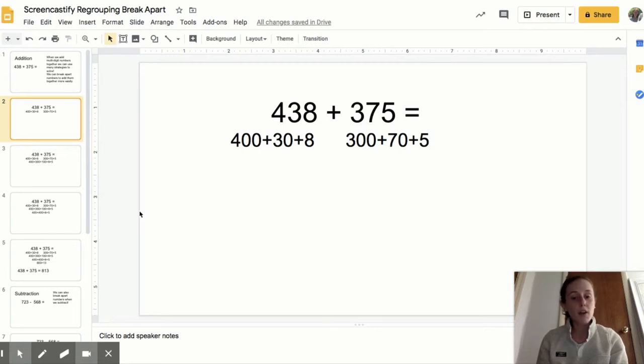I have 4 hundreds, 3 tens, and 8 ones. I did the same thing with 375, breaking it apart into 300 plus 70 plus 5, giving me 3 hundreds, 7 tens, and 5 ones.